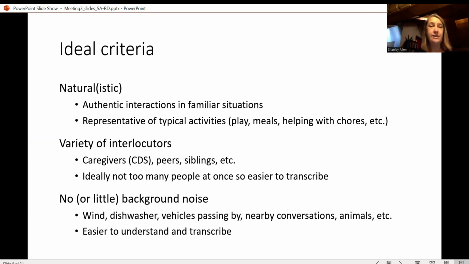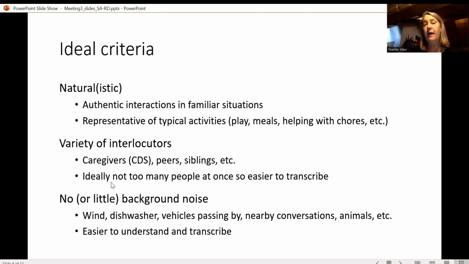So our ideal criteria include natural or naturalistic data, authentic interactions in familiar situations that are representative of typical activities. Those might be things like play or meals or helping with chores or reading or working in the garden or a whole variety of things depending on your community. So you should figure out what those are. But what we're going for are natural, authentic situations, not contrived situations, like sitting on the floor playing with a particular set of toys. If that's what people normally do, then great. But if it's not, then not.